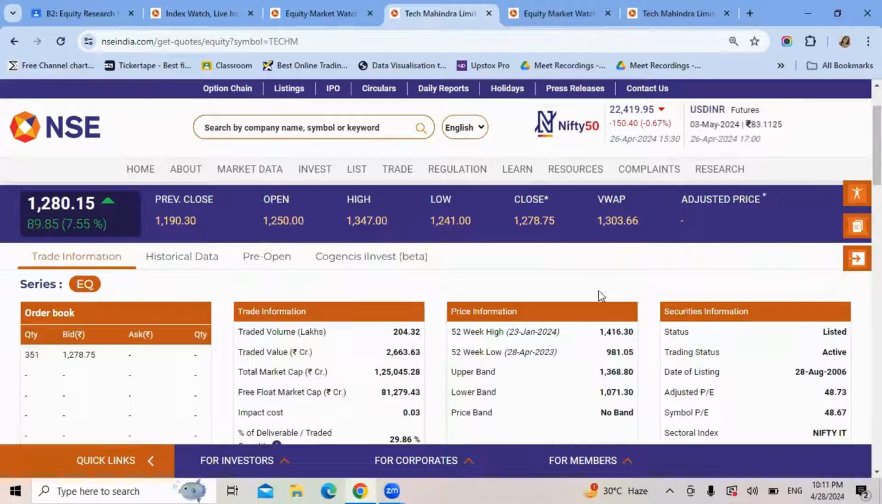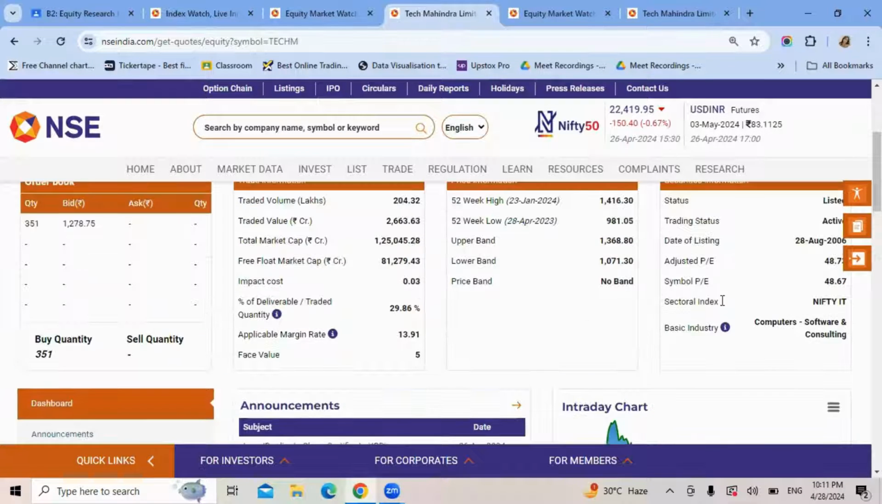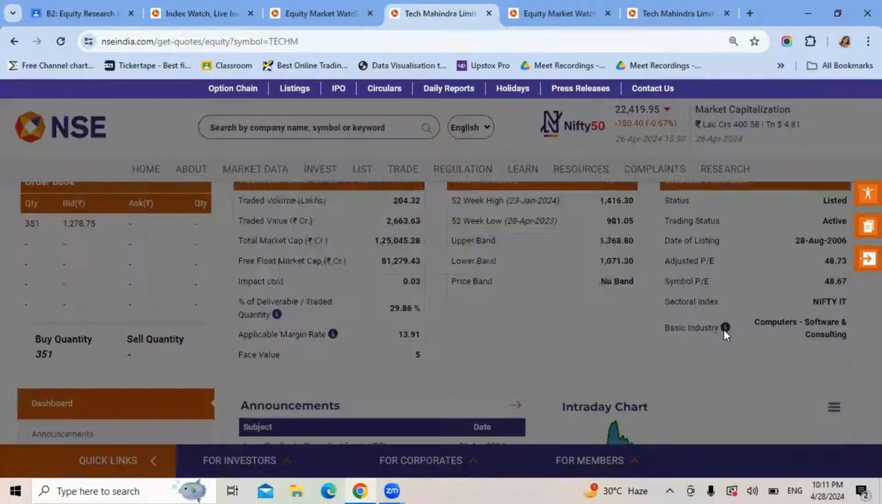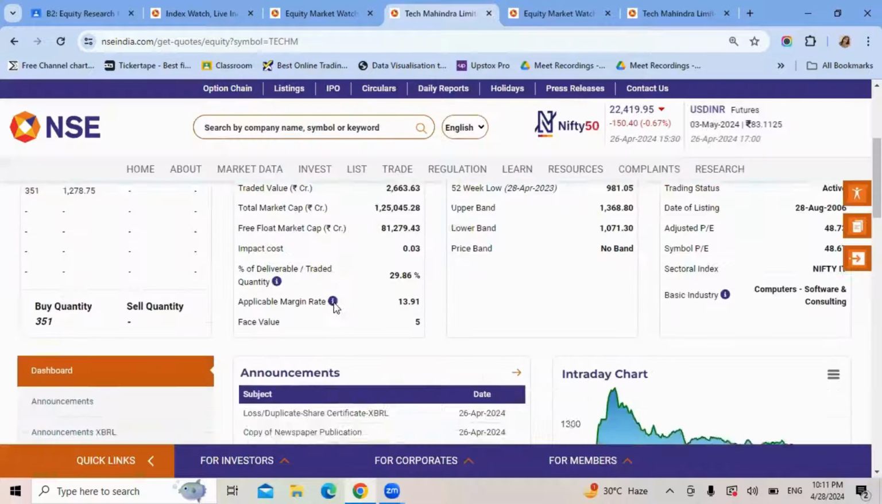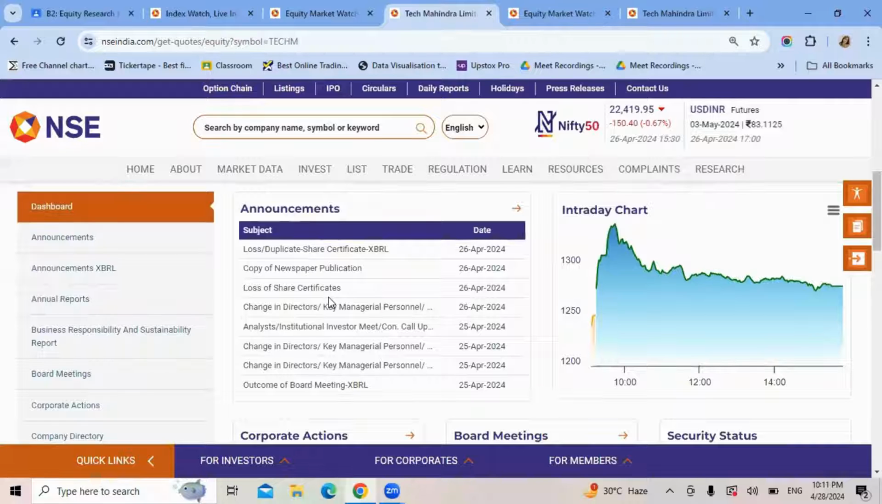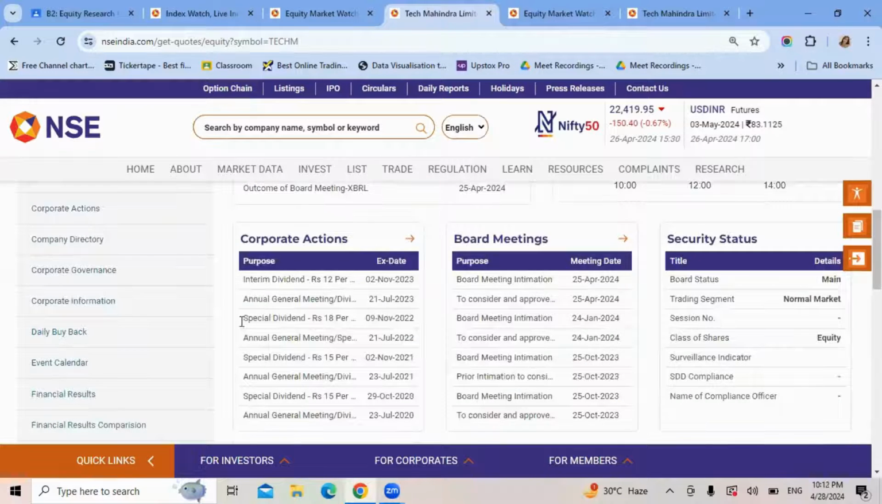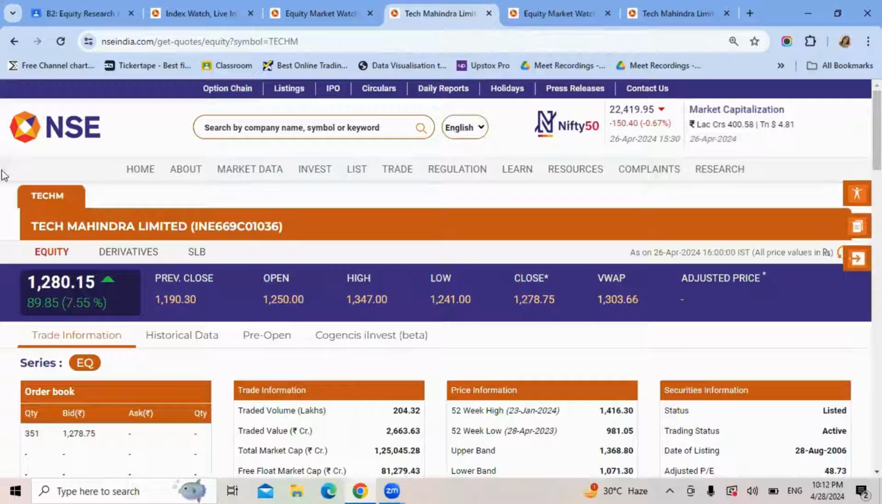So clearly, Tech Mahindra is an IT company, and hence it's a part of the Nifty IT sector. If you click on basic industry, the I sign here, it gives you the macroeconomic sector it belongs to, which is information technology. Again, the sector is information technology. Under information technology, it is a part of software. And the basic industry it belongs to is computers, software, and consulting. So this will help you do more of an industry research, etc. So I hope this general information helps.